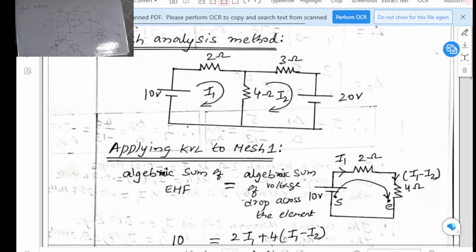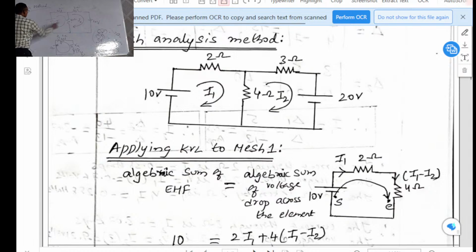Why are we going for starting and ending? To know whether it is plus 10 or minus 10. And the third information is the current through the resistors. So we got all the information. Now put the heading: applying KVL to mesh 1.